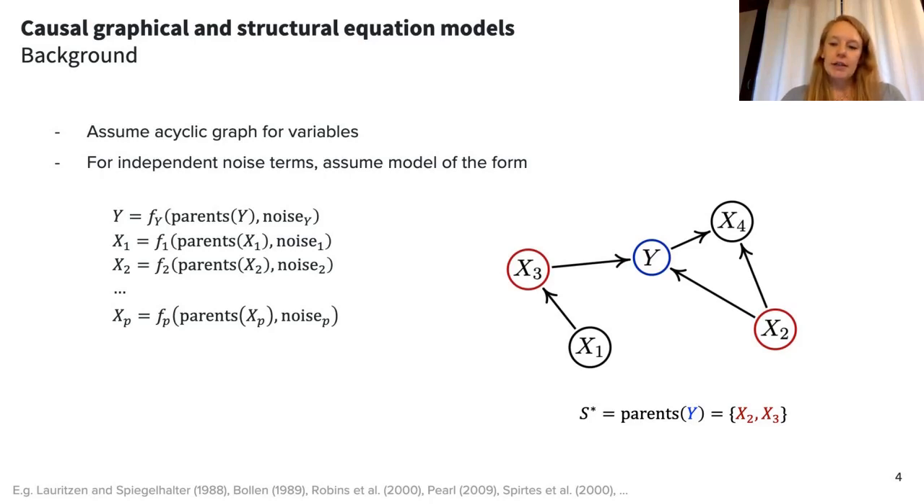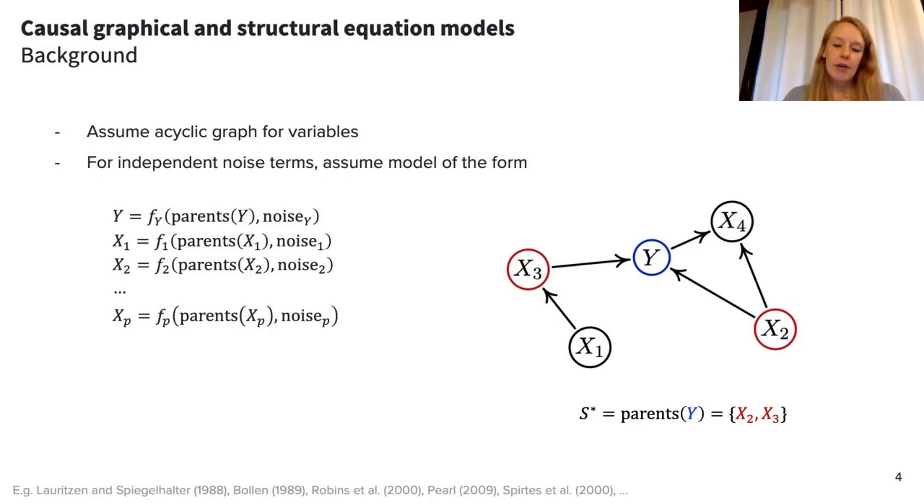For instance, here, X2 and X3 have a directed arrow into Y, which means that X2 and X3 have a direct causal effect on Y. We also say that X2 and X3 are so-called causal parents of Y. Throughout, we denote this set of causal parents of Y by S star. In fact, later on we will be interested in just finding the causal parents of some variable of interest rather than estimating the whole causal graph.